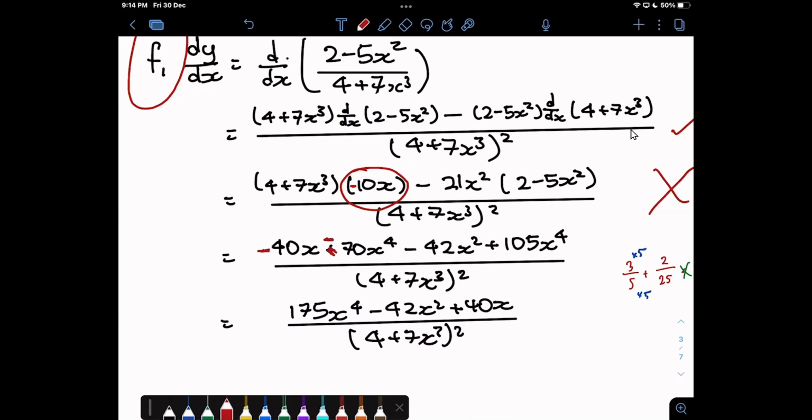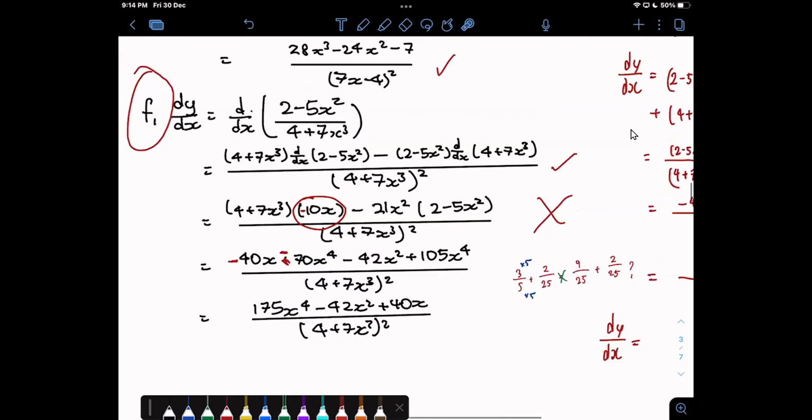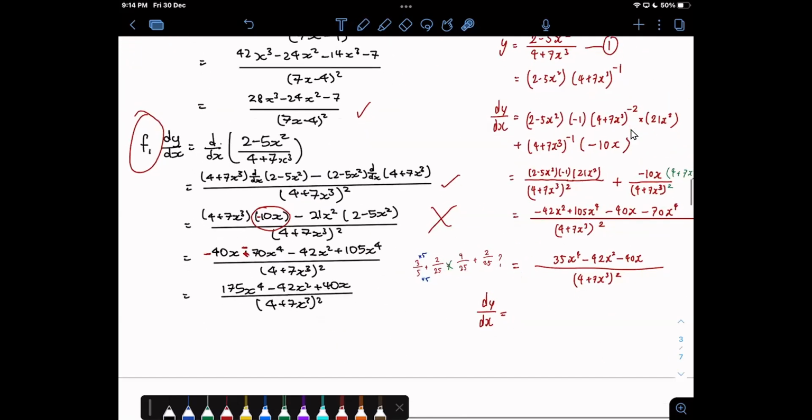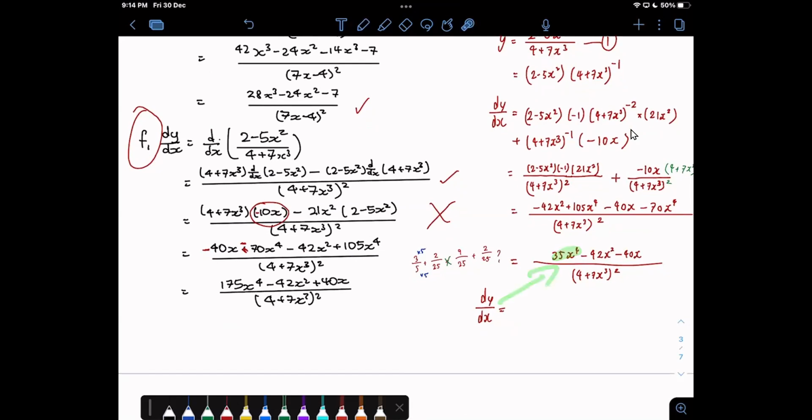Anything else we can do to clean up? Yes, 105x to the power 4 minus 70x to the power 4, which is really just 35x to the power 4, right? Then of course there's a minus 40x, there's a minus 42x squared, which is the same as these two guys on the numerator. So confirm they are the same. So they are equal. So both ways will work.